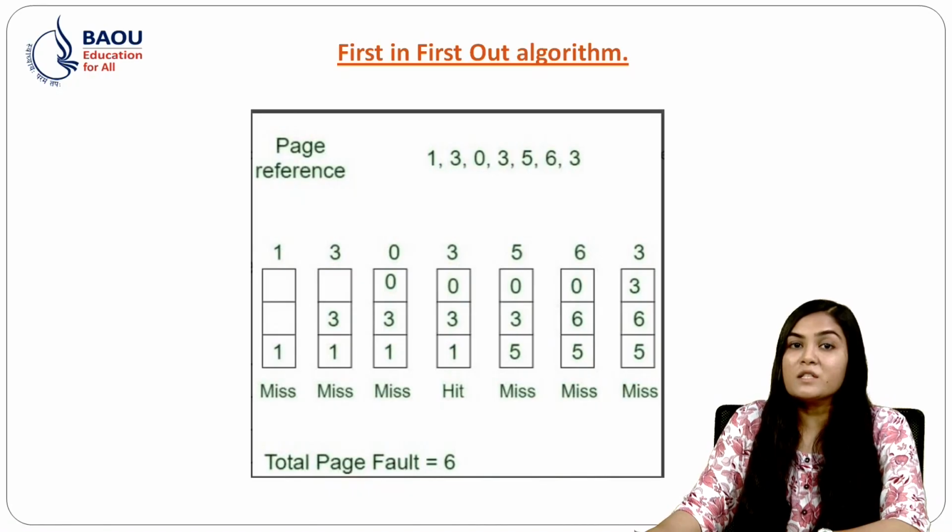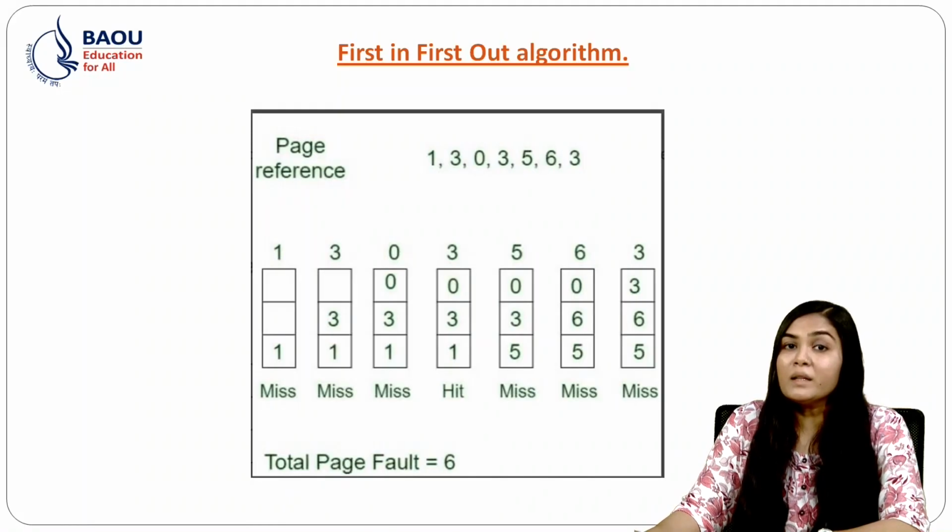Let's understand this algorithm with an example. Consider a page reference string 1, 3, 0, 3, 5, 6 and 3 with a page frame number of 3. Find the number of page faults using FIFO, meaning first in first out page replacement algorithm. Initially all slots are empty. So when 1, 3 and 0 come, they are allocated to the empty slots. So page faults will occur, which will be 3. When 3 comes, it is already in memory, so 0 page faults will occur.